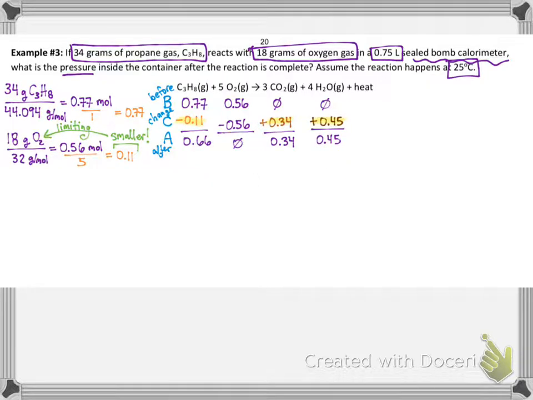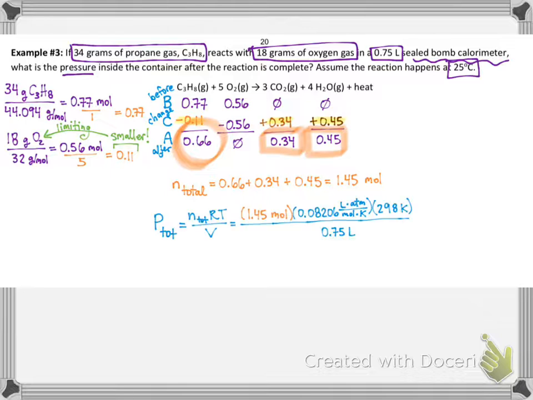So at the end of this reaction, not only have you produced 0.34 moles of carbon dioxide and 0.45 moles of H2O, that's a gas, steam, you've still got gaseous propane floating around in there that didn't react. So when we want to solve for the total pressure in the container, we need to add up the total number of moles inside that container. Since I've got 1.45 moles of gas in total, that's what I'm going to plug into PV = nRT when I'm solving for my total pressure.